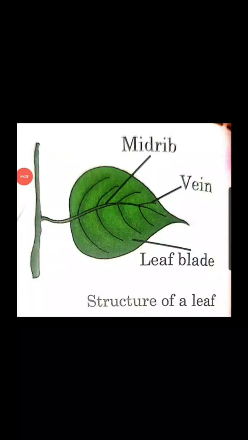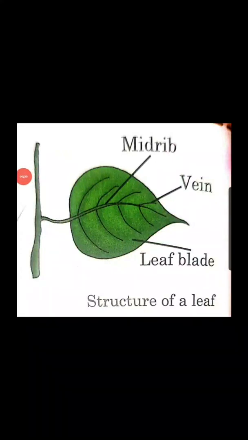Now let's talk about the structure of a leaf. The broad flat surface of the leaf is known as the leaf blade. Can you see the leaf blade on the leaf right now in the picture? It is the flat surface, the broad one. This is known as the leaf blade.